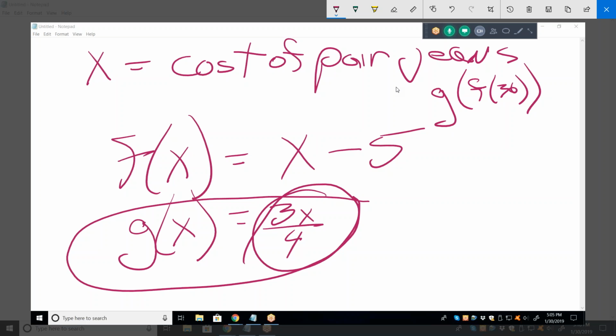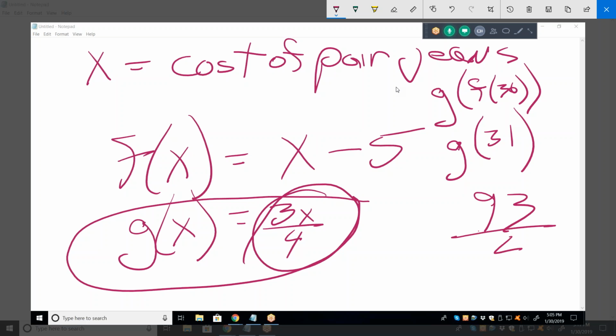31. Okay, so it's really g of 31, right? Yeah. Okay, now keep going. What's g of 31? 31 times 3, which is 63 over 4. 31 times 3 is 90. Oh, yeah. 93 over 4.